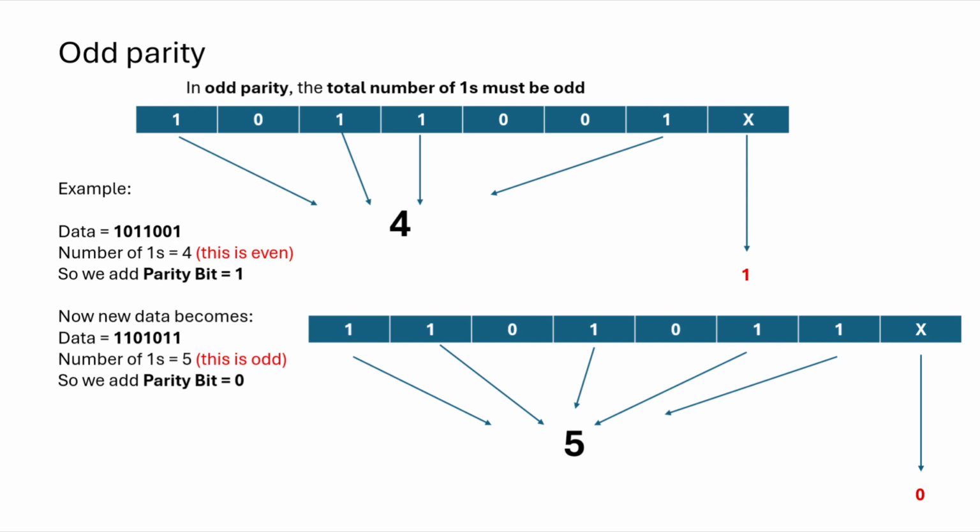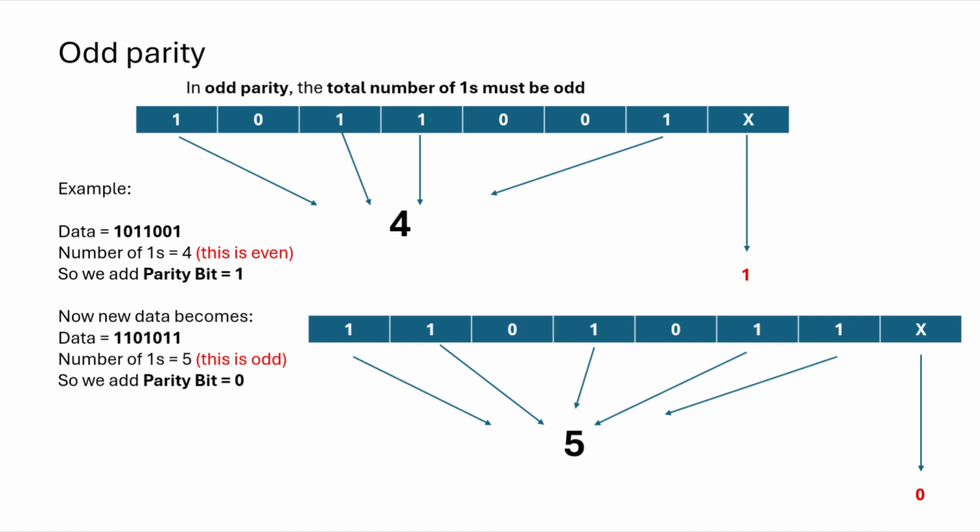Let me give you an example. Suppose your data has 5 ones. 5 is odd. We want the total to stay odd. So what do we add? We add a parity bit of 0. Because adding 0 does not change the count. Odd stays odd.